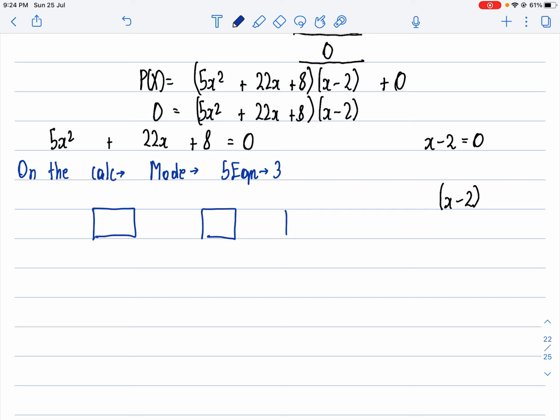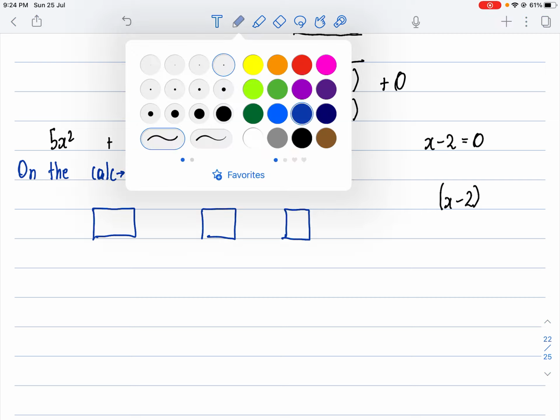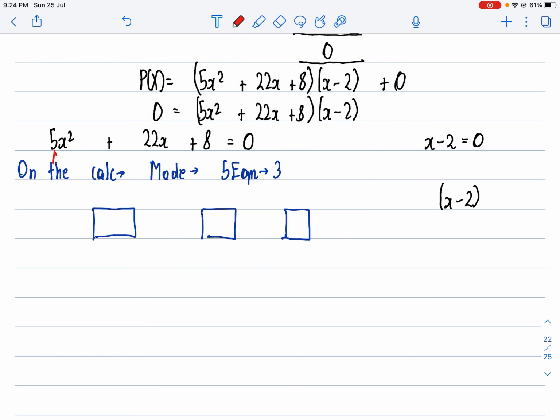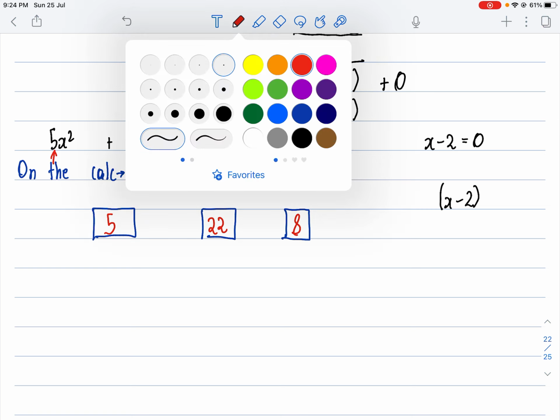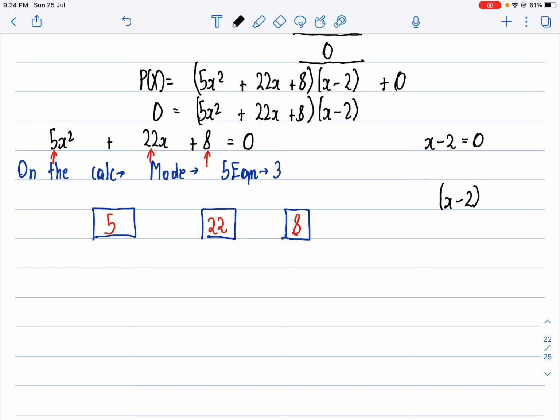In the first box, I put the coefficient of x square, which is 5. In the second box, I put the coefficient of x, which is 22. And in the last box, I put the constant, which is 8. So when I put 5, equals, 22, equals, 8, equals, I basically get two values of x. I get my x as minus 2 over 5. And I get my x as minus 4.